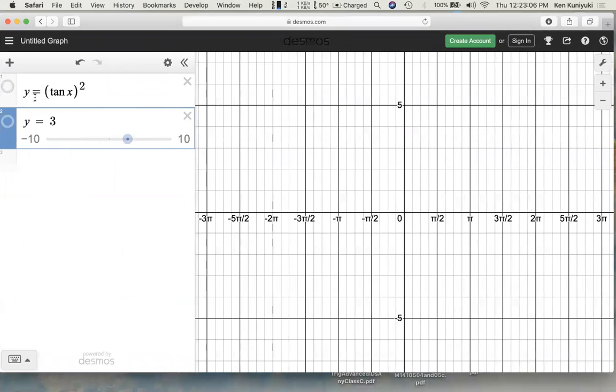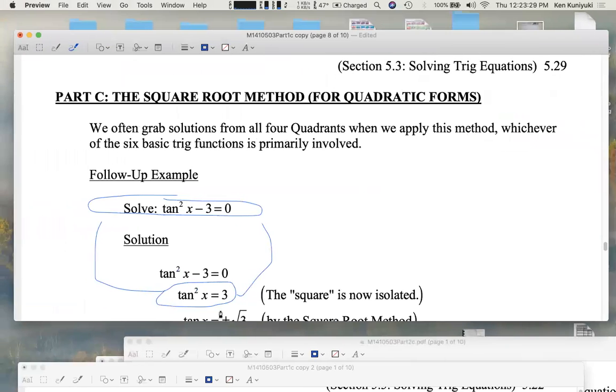Here's y equals tangent squared of x. Remember that on Desmos, you should input it as the square of tangent of x. In fact, in your calculus class, it's good to write tangent squared of x as the square of tangent of x. And then over here, y equals 3. The solution set, the values of x where this will equal this, those will be the solutions of this equation, and also this original equation up here.